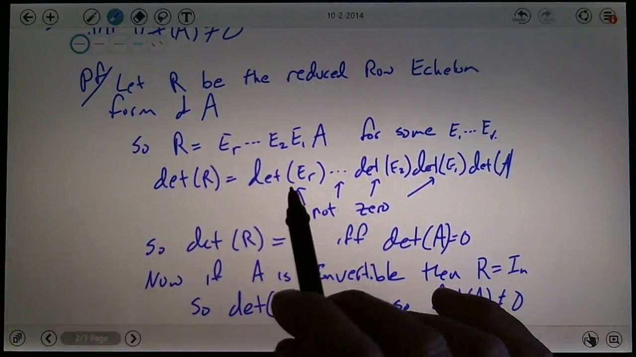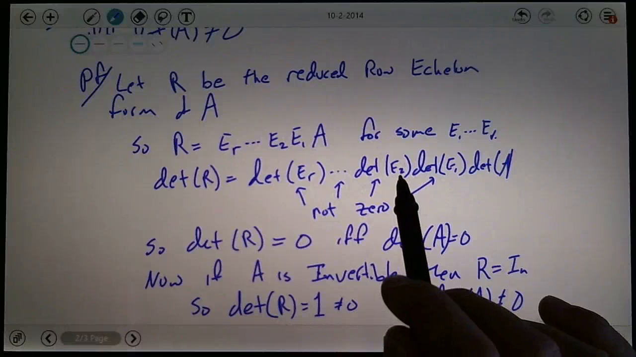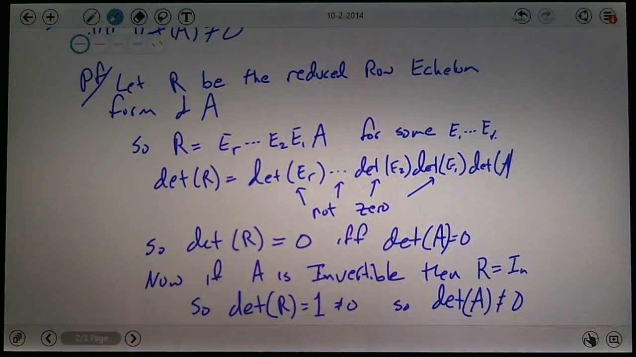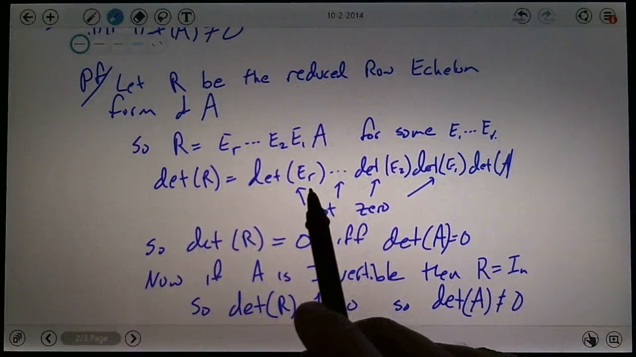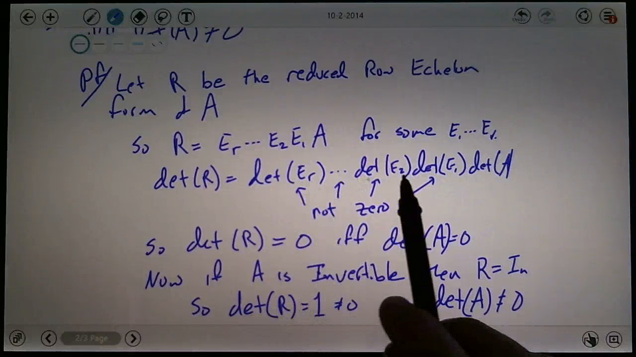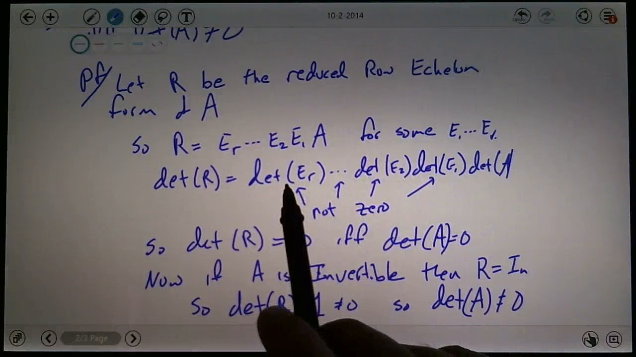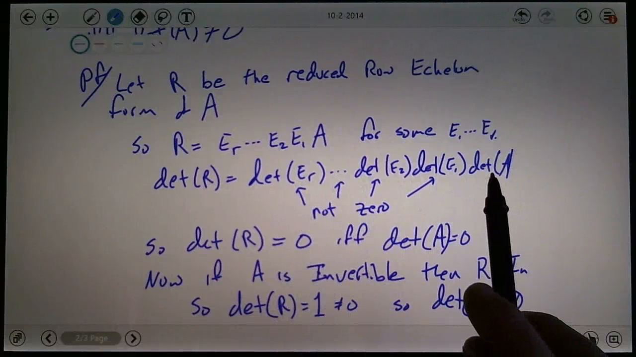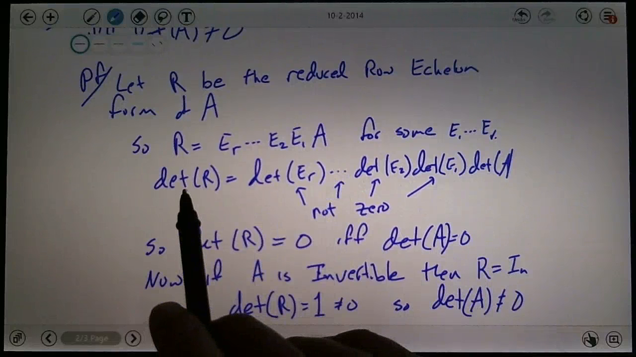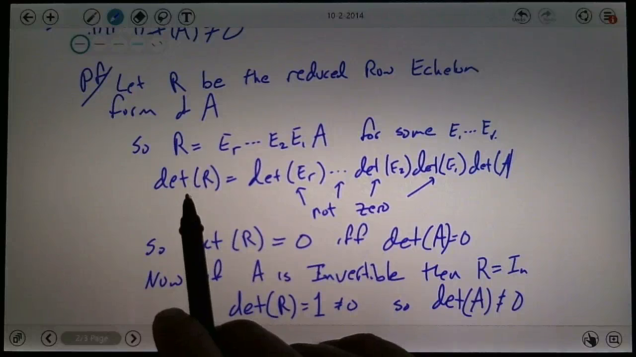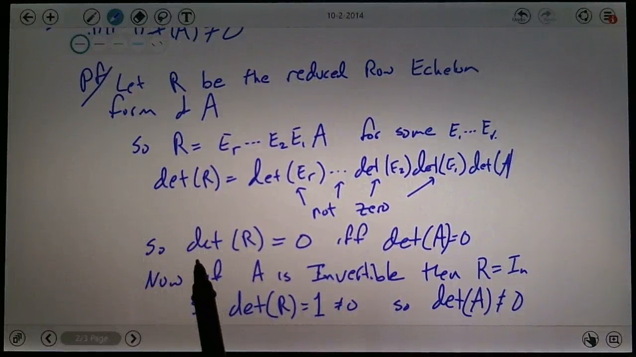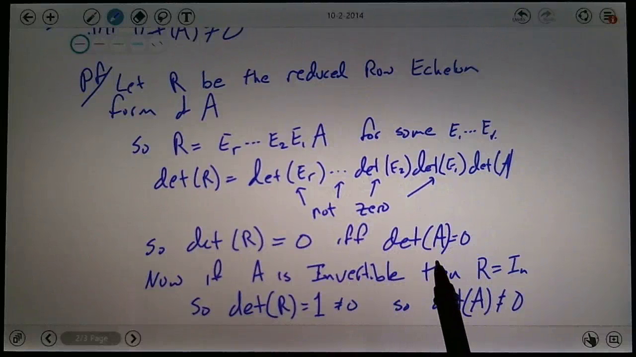I'll point out that for elementary matrices, the determinant is never equal to 0, right? They're either equal to 1 or -1 or k, right? But only when k was not 0. So these are definitely not 0, which tells me that the determinant of A and the determinant of R are either both equal to 0 or neither equal to 0. Right? That is, the determinant of R is equal to 0 if and only if the determinant of A is equal to 0.